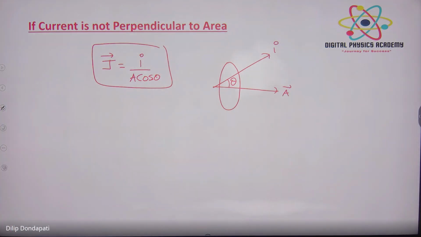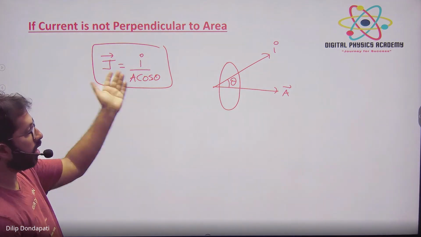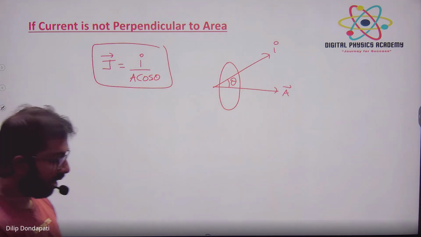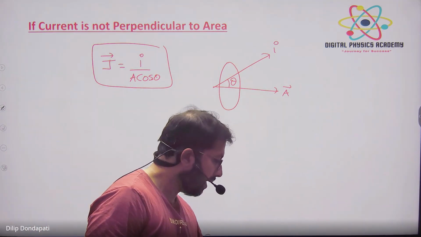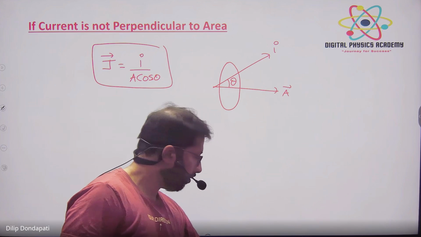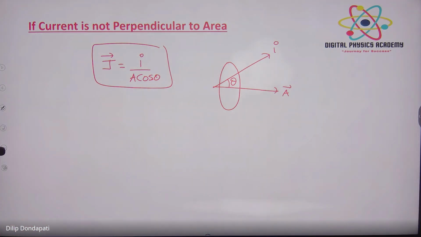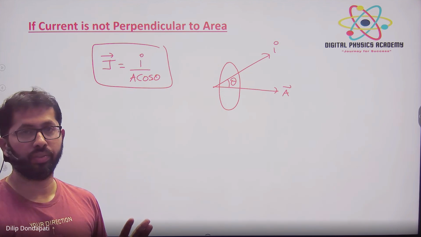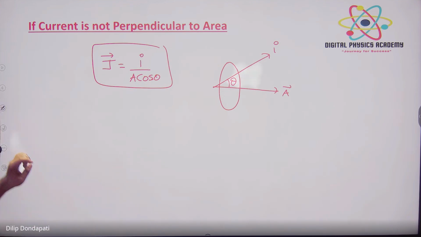So when the current and the area vector are in the same direction, just use I by A. If not, you take the components and you get I by A cos theta, where theta is the angle between I and A. Okay, so the definition is clear. Whenever it is not mentioned directly, you can use J as I by A. I by A is the current density.